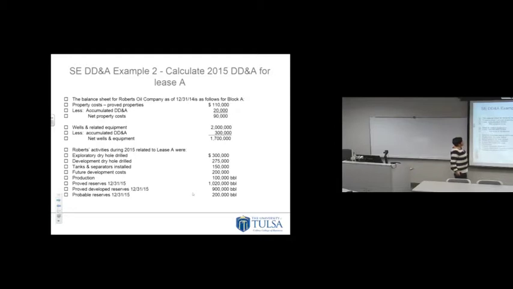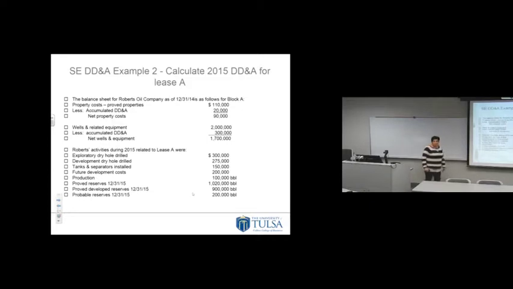I drilled a development dry hole. Well, development wells we know are always capitalized, so that is going to be included in DD&A. I installed some tanks and separators on the field. That's going to go in DD&A. That's wells and equipment. My future development cost, because I haven't finished developing the field fully, is $200,000.